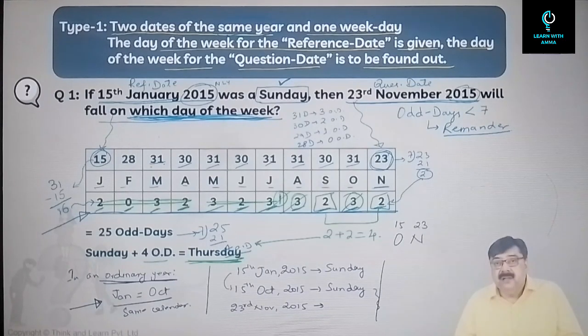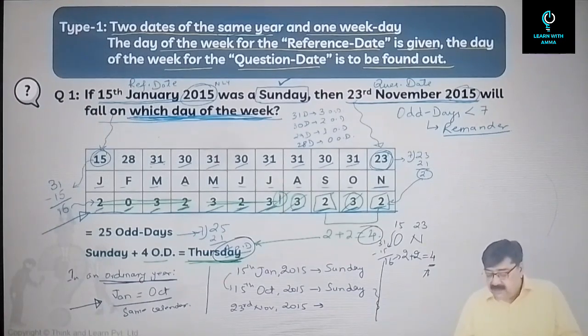So 15 days in October gone. October has 31 days in it, so 31 minus 15 will give us 16. 16 again means 2 odd days. Then from 1st to 23rd November we will count. So 23 divided by 7, again we get 2 odd days. And hence proved, 2 plus 2 is 4 odd days. So once again we are getting 4 odd days here, as we got through the other process as well.